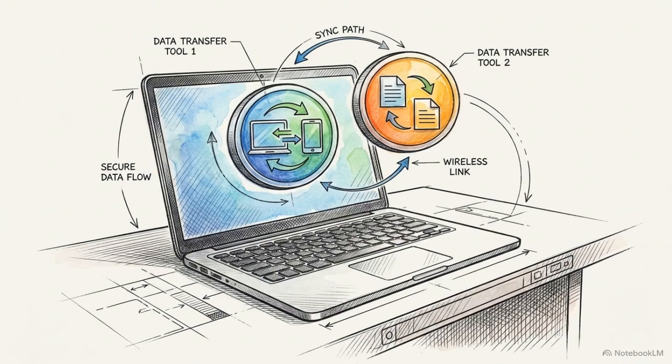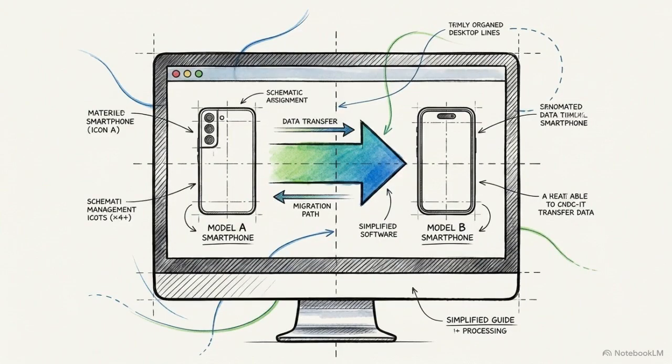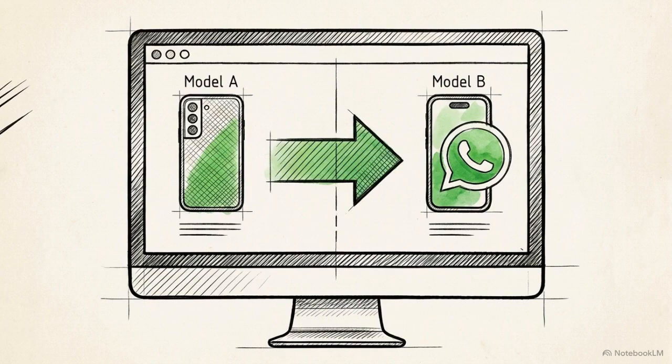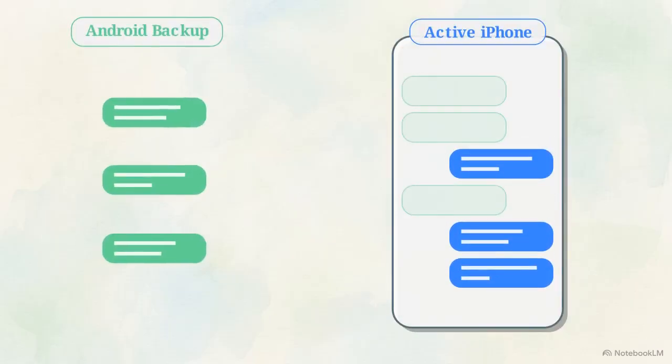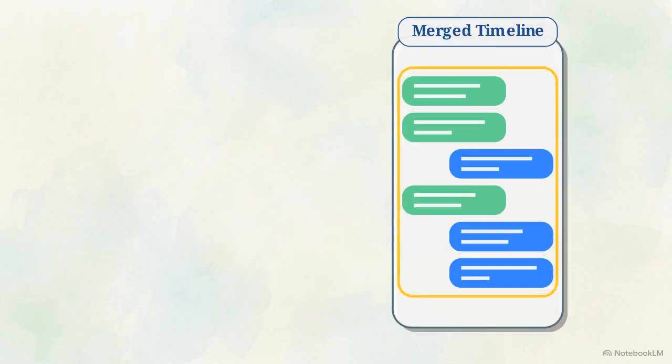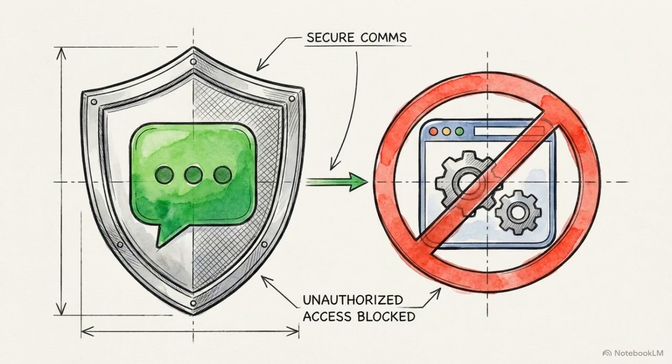If erasing your iPhone isn't an option, you'll need a desktop tool like MobileTrans or Watsgo. These programs require plugging both phones into a computer. The software extracts data from your Android, reformats it for iOS, and writes it directly into the WhatsApp application on your iPhone. This method can often merge your old Android history into an iPhone you're already using, which preserves your most recent messages. Using these tools means working outside the official ecosystem.